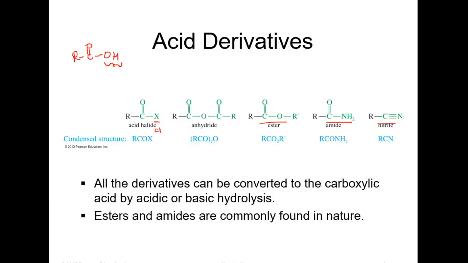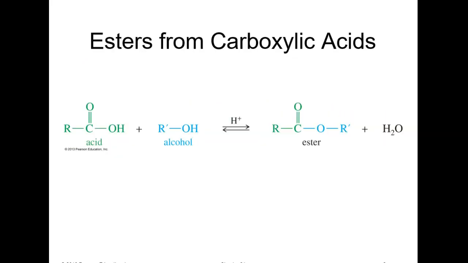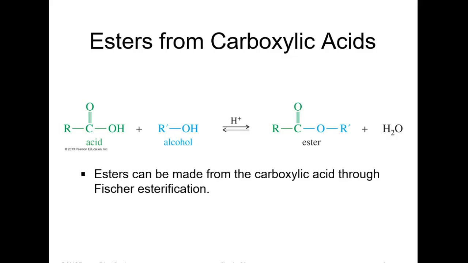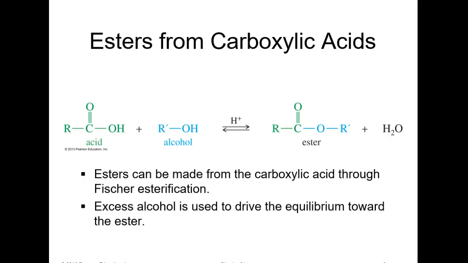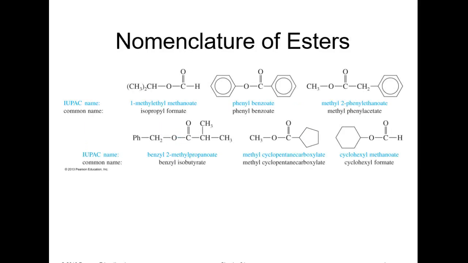Okay, esters and amides are commonly found in nature. Amides are found in our bodies. Our amino acids are amide bonds. Okay, esters from carboxylic acids. This is the Fischer esterification. Nothing new here. We've seen this mechanism quite a bit throughout the semester. But esters can be made through the Fischer esterification. We've learned that you can have an excess amount of alcohol or the carboxylic acid to drive the equilibrium.